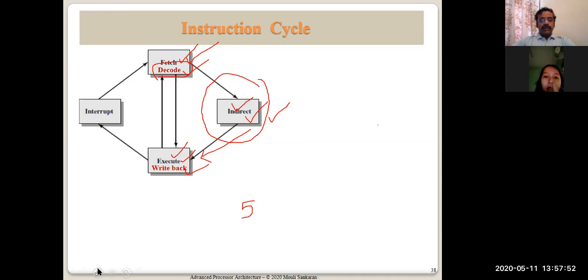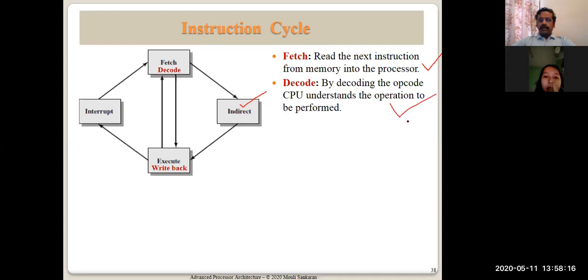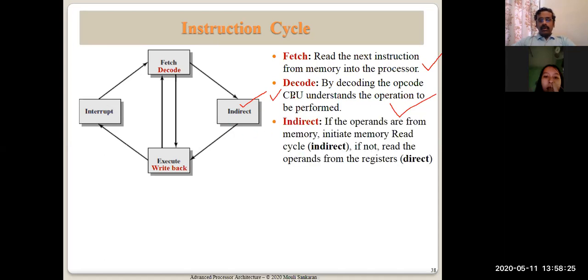Remember one thing, every instruction to be executed should have all its input operands available within the CPU. If it is from registers, it can be fetched directly. If it is not, it is to be fetched from the memory, which is an indirect cycle. So fetching of instruction is the first step. Decoding is the next step. Here only the CPU understands what is the instruction to be executed. Next, based on the type of the instruction, it could be an indirect cycle or a direct cycle.